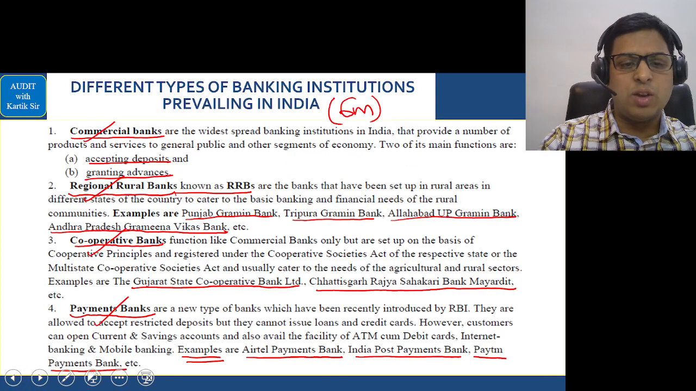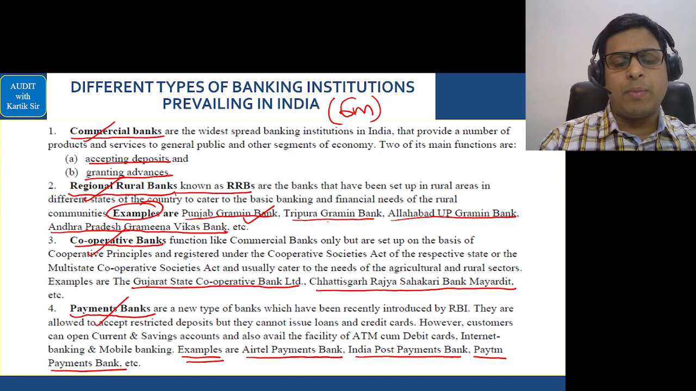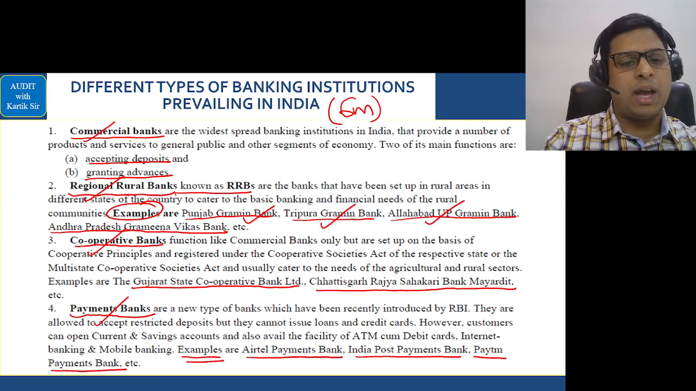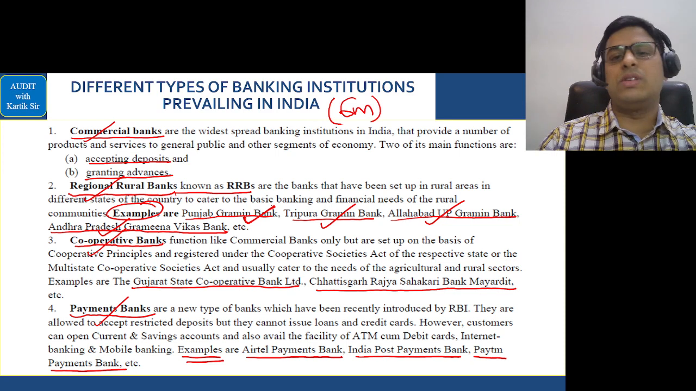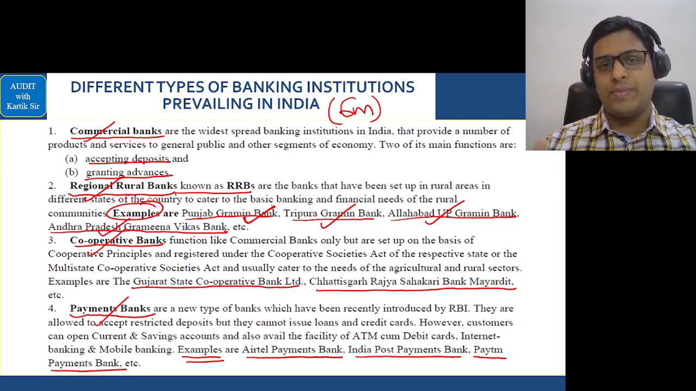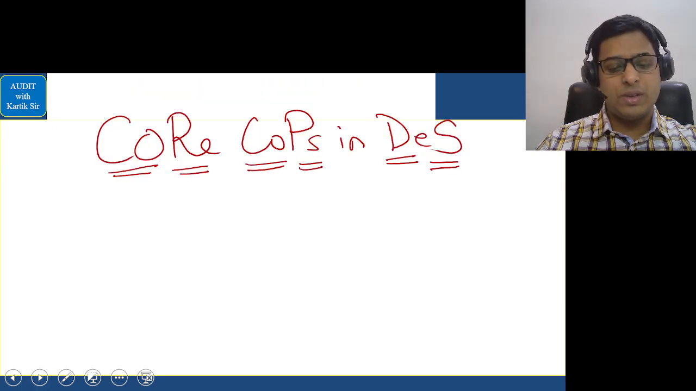Again, you will see examples here: Punjab Gramin Bank, Tripura Gramin Bank, Allahabad UP Gramin Bank, Andhra Pradesh Grameena Vikas Bank. All these examples become very important because they can ask you, Punjab Gramin Bank is a type of what, and you have to remember it is a regional rural bank. So just be careful with these examples, which can be asked in MCQs.